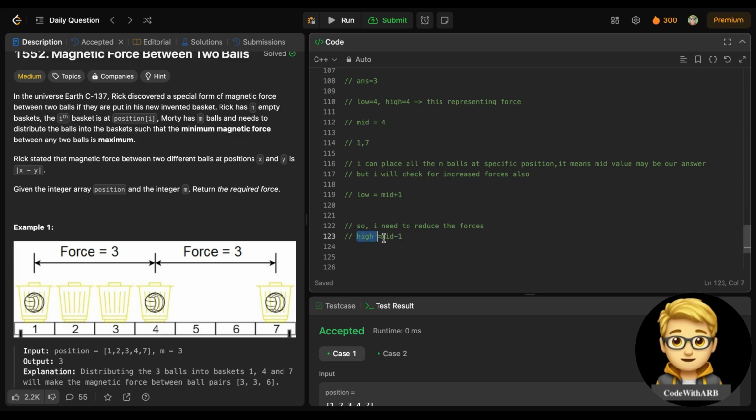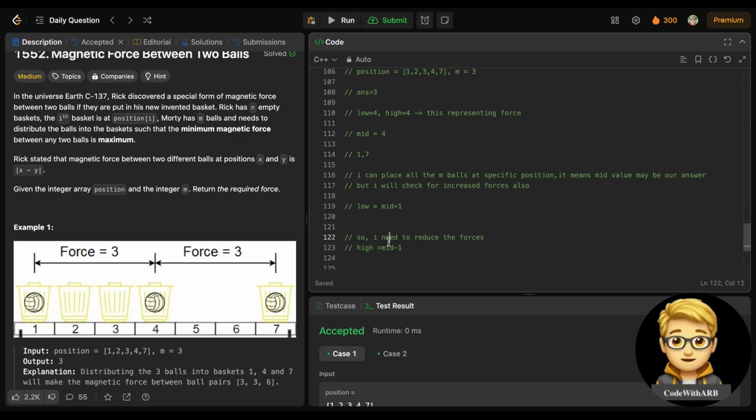If you reduce the search space, this high would be at mid minus 1. So this value would be mid minus 1, that becomes 3, right? So this while loop will end because low is greater than high, right? But if you see, we already got an answer. This high value is matching with our answer.